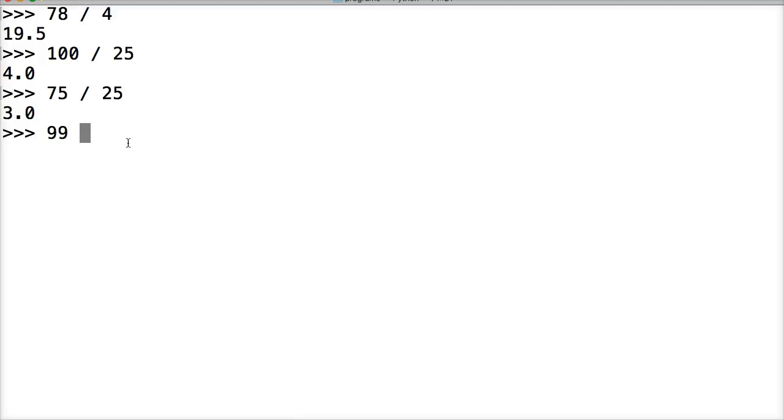And I'll do a couple more. 99 divided by 22, we get 4.5. Let's do negative 44 divided by 5, we get negative 8.8. So that is true division in Python. You're always going to get the remainder returned to you, and it's always going to be in a floating point number format.